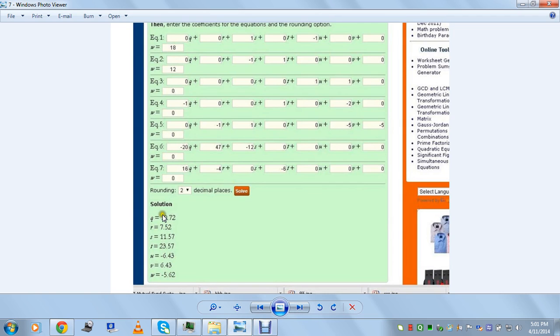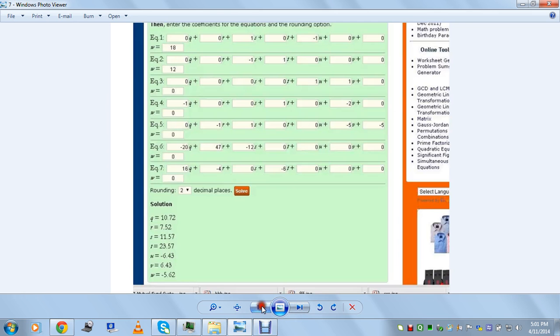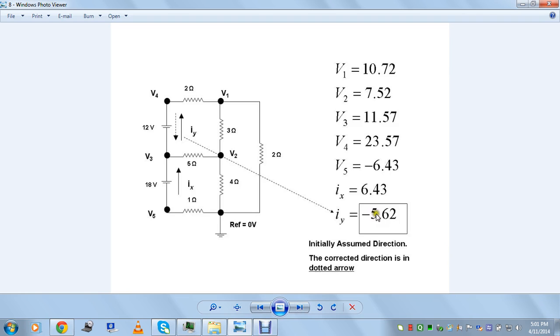Now just look at the circuit when you rewrite all these values according to the voltage levels at the nodes. You find V1 is 10.72, 7.52, 11.57, 23.57, minus 6.43. This is exactly what was solved, and the last two values are currents, which are 6.43 and minus 5.62. The minus sign indicates that the direction was assumed wrongly. We said it was going this way, but since the sign is minus, we let the current go this way, which is marked in the dotted lines. So it is going to flow towards V3.